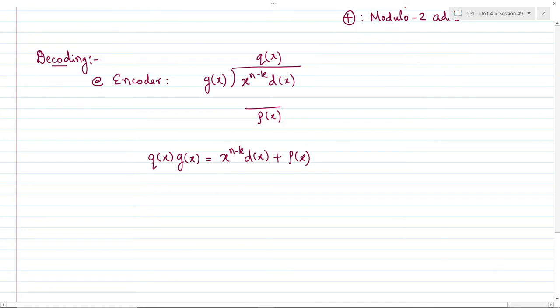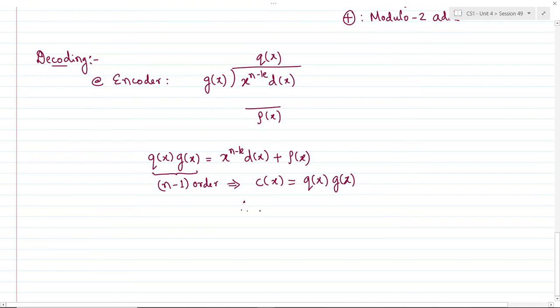We also argued that the order of q of x must be k minus 1, for the fact that g of x has the order of n minus k. So the product of these two has an order of n minus 1, and hence we call this the code word c of x. So c of x can be expressed as the product of g of x and q of x. This means that for a vector to be a code polynomial, it should be a multiple of g of x.